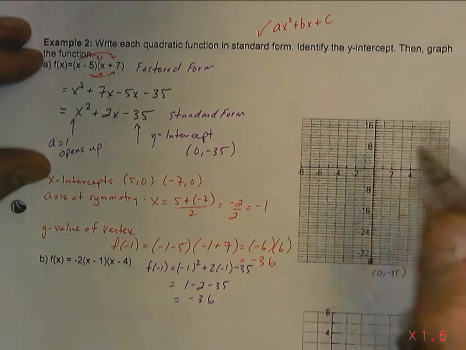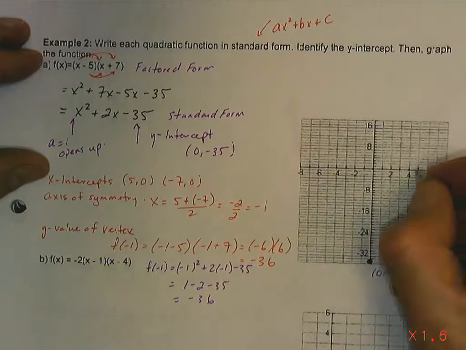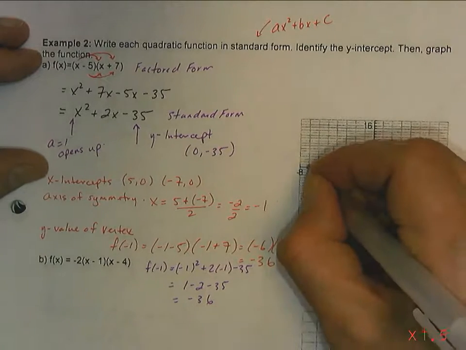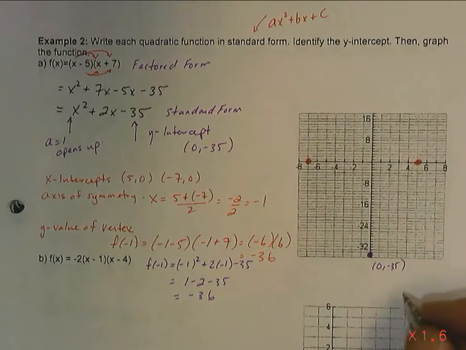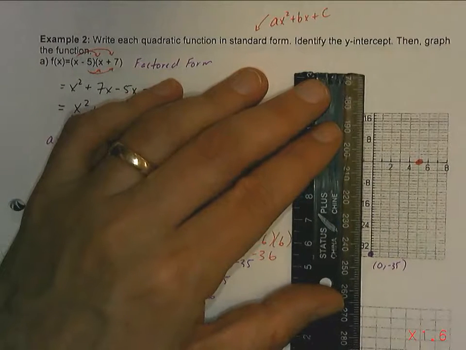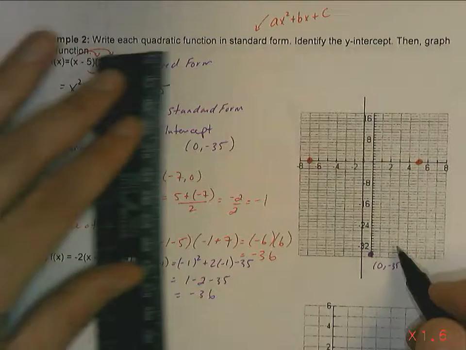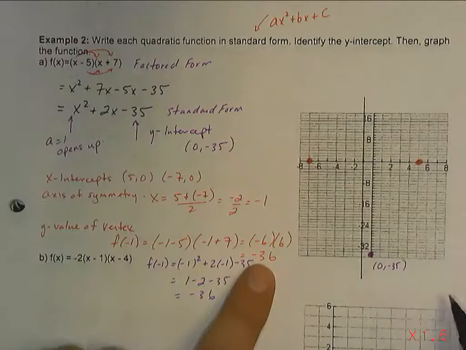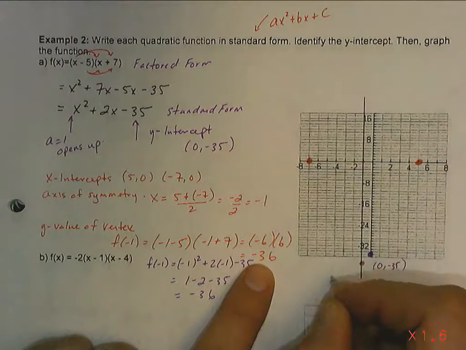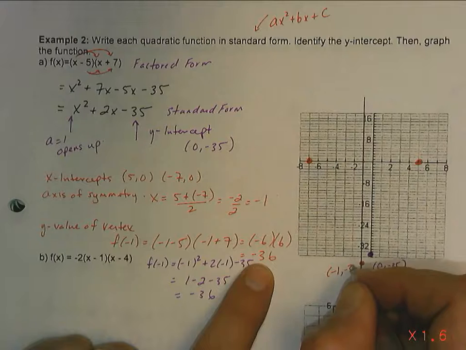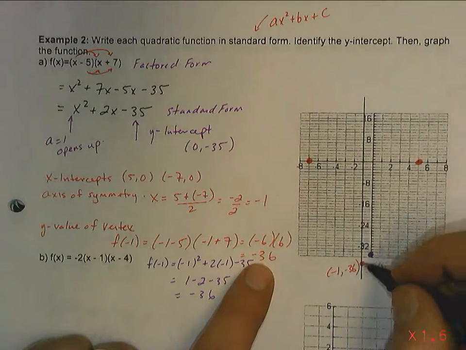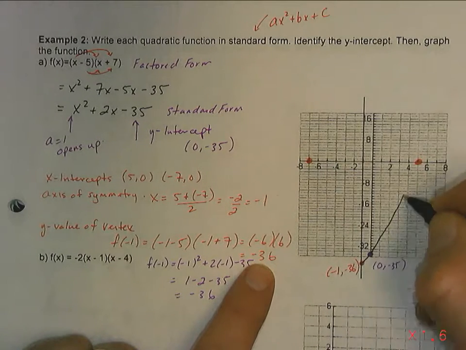So let's put on everything that we've got. I know I've got (5, 0) and (-7, 0). I know I've got an axis of symmetry of x equals negative 1, which is going to go right down through here. And I know that my vertex is going to be right down here at (-1, -36). And so if I needed to get a little sketch of what this looked like, I would come up and up and up.